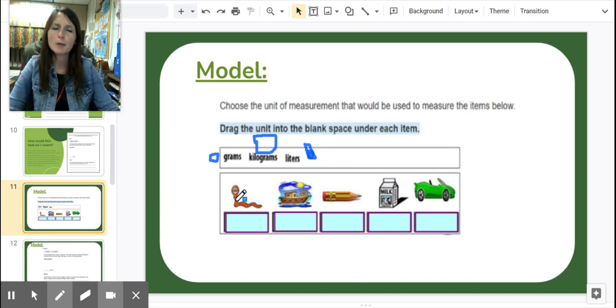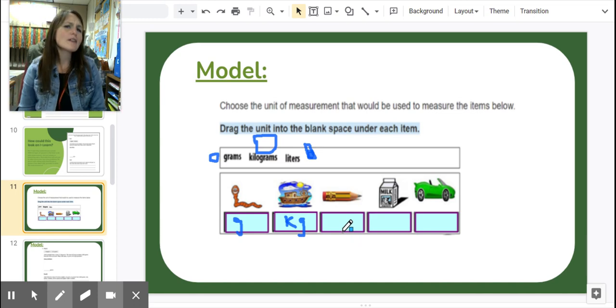So a worm. I know it's not going to be liters because this is not liquid. A worm is really small, so I'm going to say that's going to have to be grams. And I'm just going to write a G for grams. A boat. Well, the boat is not made of water. It goes on water, but I'm not measuring the boat in liters because it's not water. It's going to be pretty big. So I'm going to say this is going to be kilograms. So I'm going to write kg.